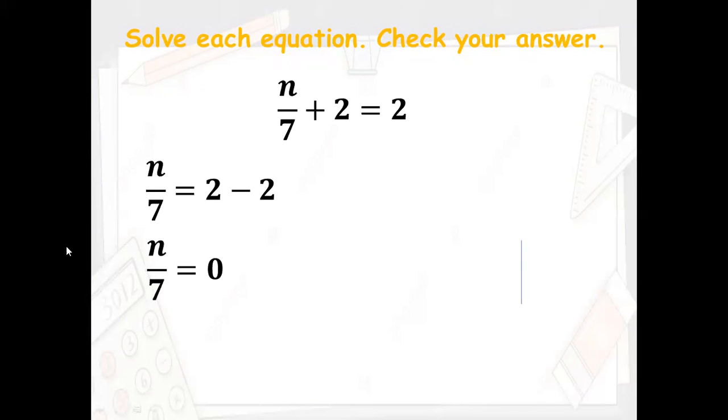Now, this is n divided by 7. So to leave the n alone, we have to do the opposite of divide, which is multiply. So we are going to multiply 0 with 7, which is going to give you a 0. Any number multiplied by 0 is 0.